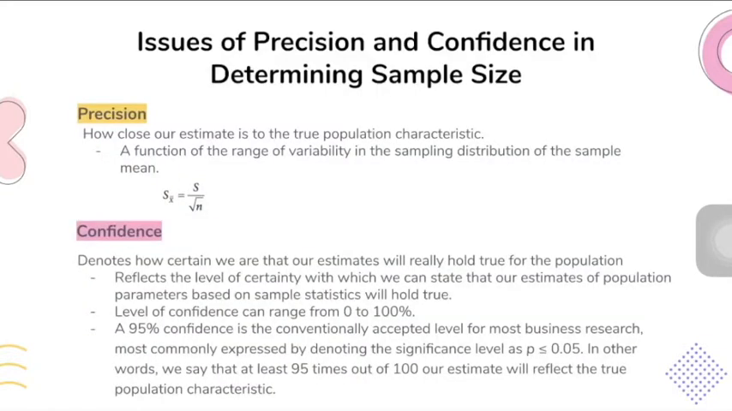Next, we discuss the issues of precision and confidence in determining sample size. Precision refers to how close our estimate is to the true population characteristic. Usually, we estimate the population parameter to fall within a range based on the sample estimate. Precision is a function of the range of variability in the sampling distribution of the sample mean.